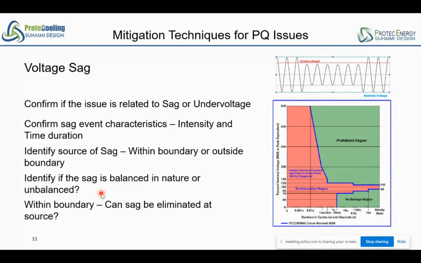For any power quality issue, we need to focus on the source. Power quality issues can damage some equipment in the plant, which could be at a far off location from the source of the power quality issue. So we need to see whether we can eliminate the power quality issue at the source itself, rather than protecting the equipment from the poor power quality. Our first objective should be, can the sag be eliminated at the source?